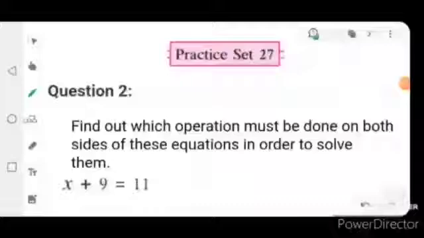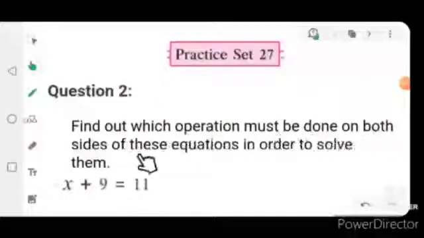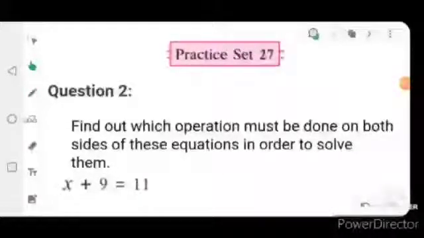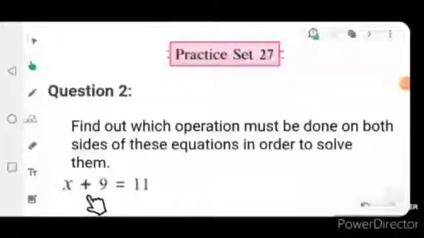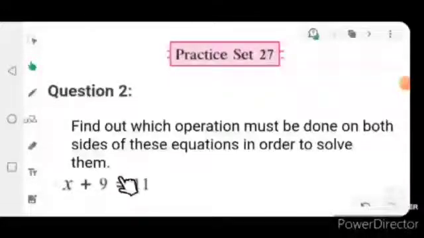Okay, so let's start. Question number 2 from practice set 27 is here. Find out which operations must be done on both sides of these equations in order to solve them. Means whenever we want to solve the given equations, we have to do the particular operation which is opposite of the given operation. Here, students, a plus sign is given, means addition is given, so you will have to subtract the number from both sides. Which number? 9, because 9 is given over here.